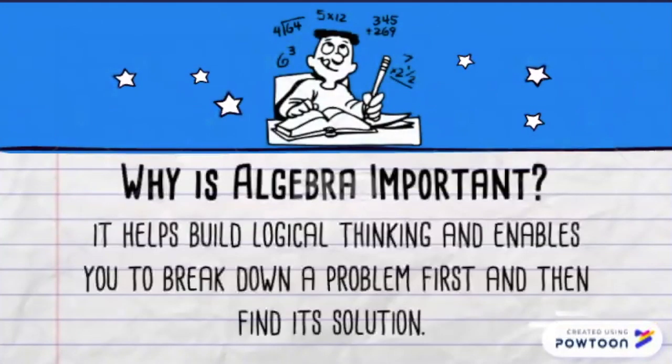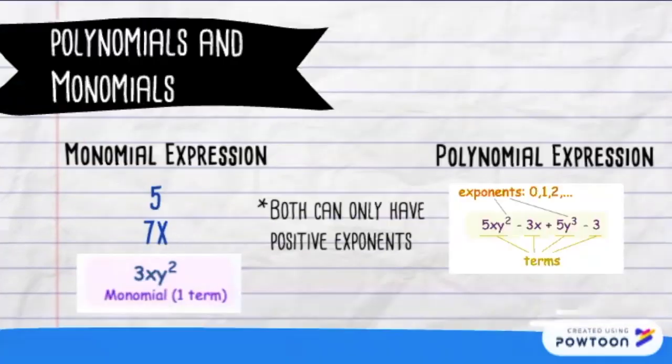So why is algebra important? It helps build logical thinking and enables you to break down a problem first and then find a solution. So algebra helps you become a very analytical person. Whenever you're dealing with any issues, whether it's at home, at school, or at work, you're able to carefully analyze a problem first before jumping to any conclusions, and then figure out different ways this issue could be solved. And then using good reasoning, you'll be able to come up with a good solution to your problem. This is one of the most important reasons why algebra is very important in our lives.